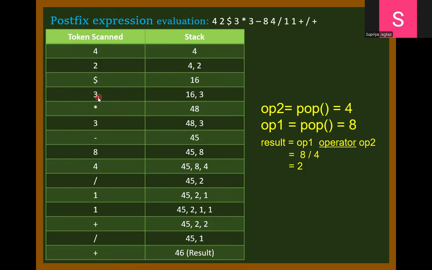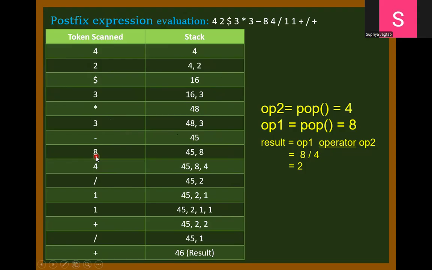Next token is 3. As it is a number, push it into the stack. Then the star operator, pop twice. 3 will pop first, which will be stored in OP2. 16 will pop second, which will be stored in OP1. So 16 multiplied by 3 gives 48. Store this result back into the stack. Next is 3. As it is a number, push it into the stack. Then minus. Perform the minus operation on these two popped values. So we'll get 45. Push this result back into the stack.